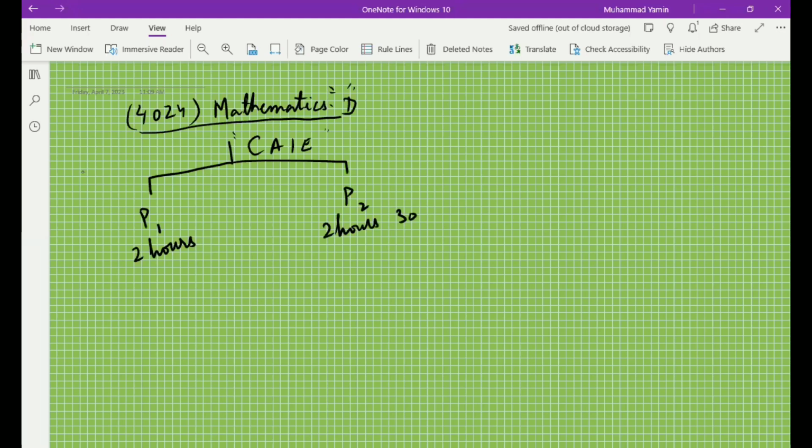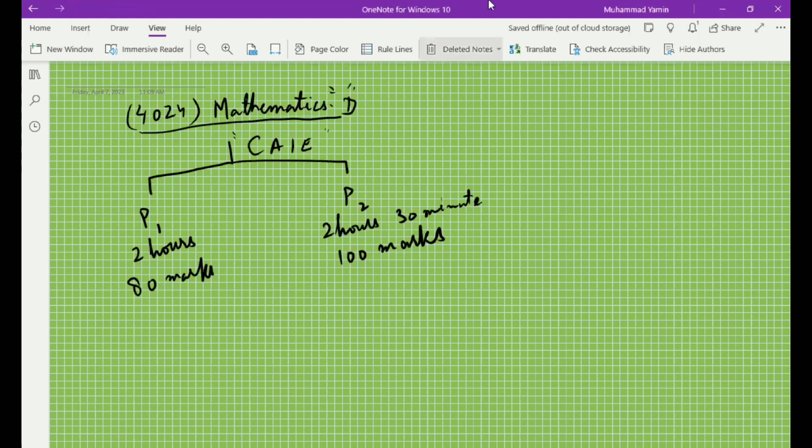I'm just revising these basic things also because many students might still have some confusion related to paper 1 and paper 2. So that will be settled today, and afterwards it will be revised somewhere in between as we go through the syllabus. 2 hours paper duration for P1, 2 hours and 30 minutes for P2. P1 is of 80 marks, while P2 is of 100 marks.